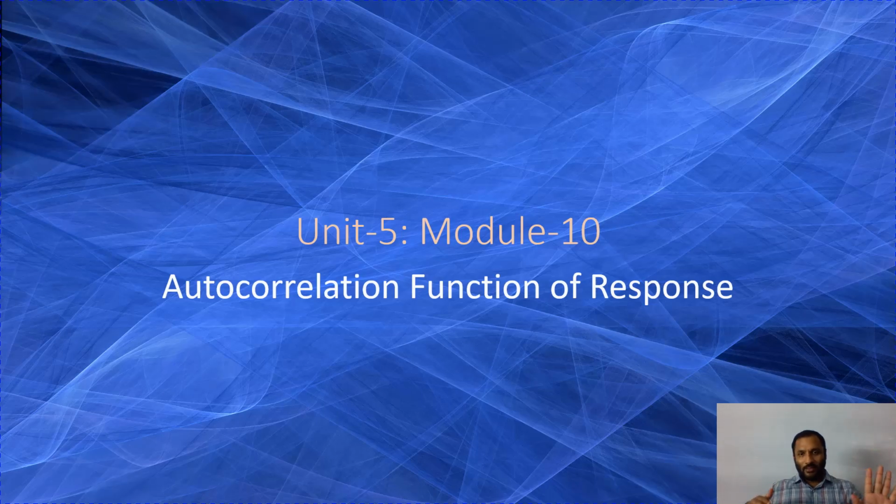So the input is a random process, the output is a random process, and we have a linear time invariant system in between, and we are interested to find out what the response of the system will be when the input is a random process. We have studied so far and calculated the mean of such a random process and the mean square value of that random process. Both are temporal characteristics of the response.